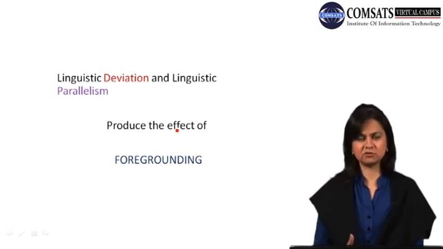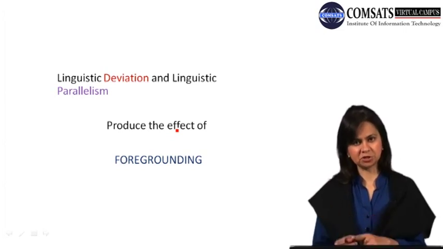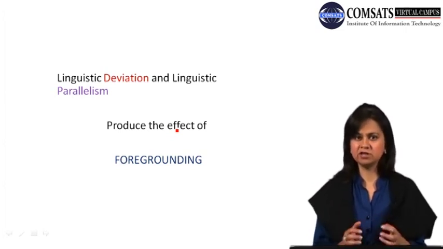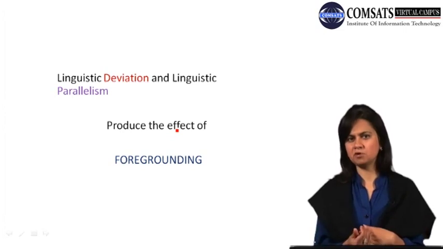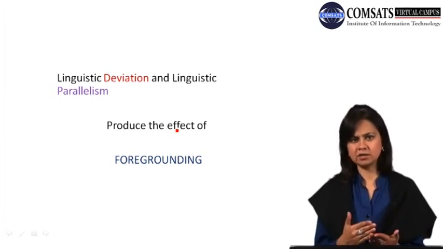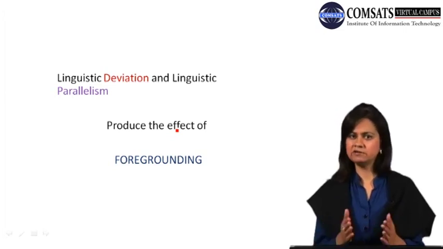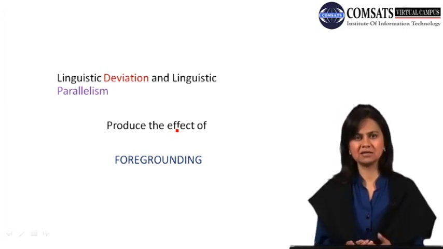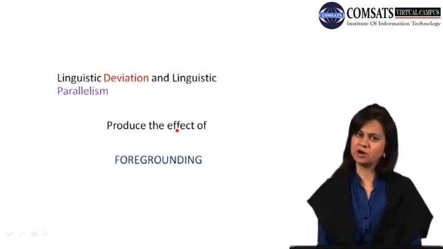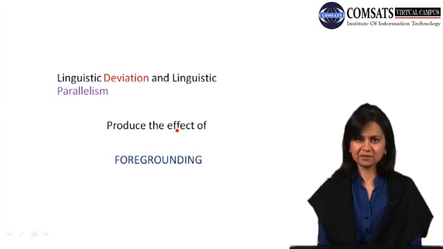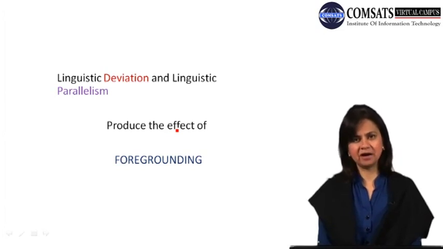Now, that is just for your understanding of how the concept of deviation and the concept of parallelism are embedded within the theory of foregrounding. If a writer has to bring something to the foreground in the text or make something appear prominent and unusual, he can either make use of parallelism, regularity, or deviation, irregularity. That is as simple as this. And as you can see over here as well, linguistic deviation and linguistic parallelism produce the effect of foregrounding. So foregrounding, if it is to be produced and created in a text, the writer would either choose deviation or use parallelism for it.